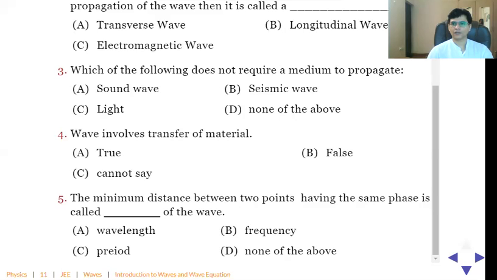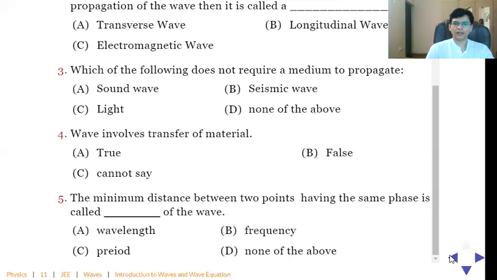True, false, can't say. Okay, fourth one, I'm getting multiple answers. This is the first question in which I'm getting multiple answers, right? Many people are saying B, some people are saying C also. Okay, fifth one. The minimum distance between 2 points having same phase is called. Now, this is something that we have already seen in SHM. Tell me.